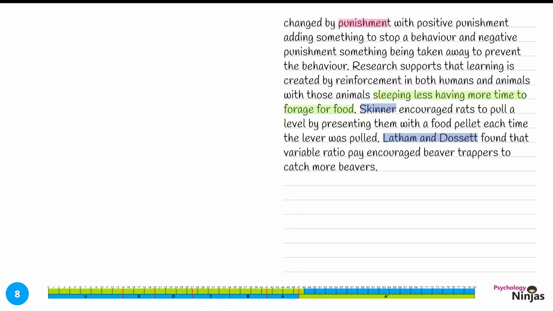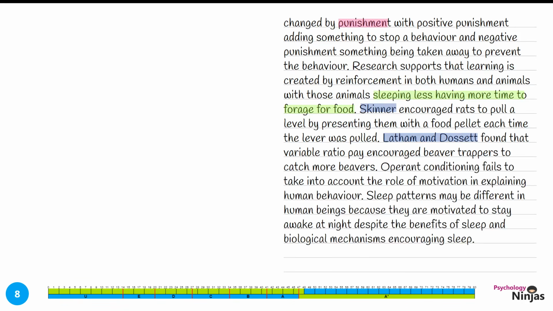We're going to give a counter-argument now and explain a problem with operant conditioning. Operant conditioning fails to take into account the role of motivation in explaining human behaviour. Sleep patterns may be different in human beings because they are motivated to stay awake at night despite the benefits of sleep and biological mechanisms encouraging sleep. A general problem with operant conditioning is that it fails to take into account motivation. We've linked this specifically back into sleep, and that we might be motivated to stay awake at night despite the benefits, particularly if we're a human being.